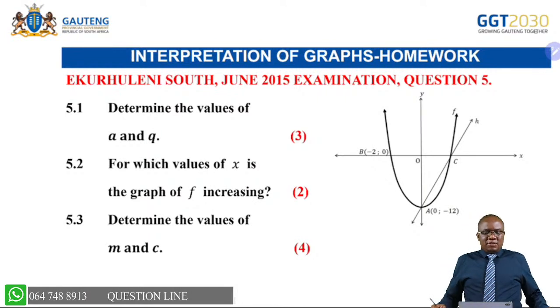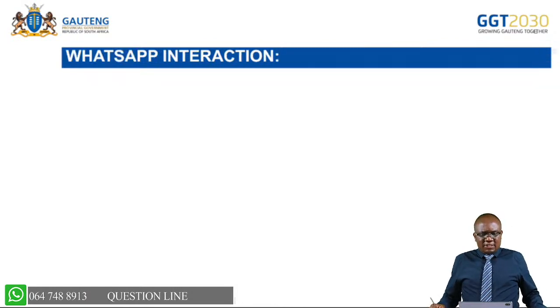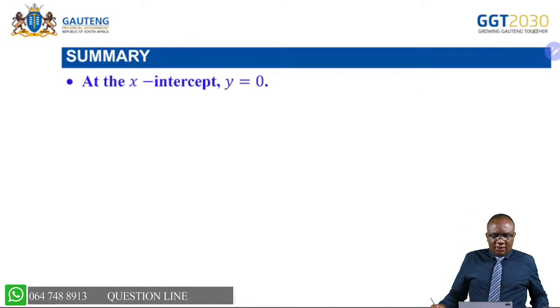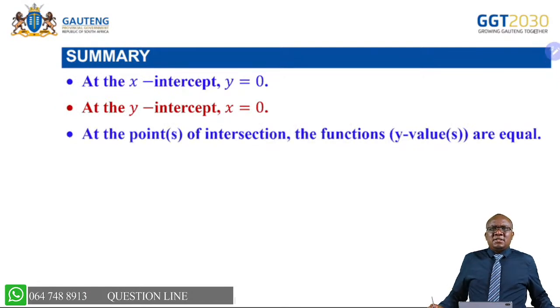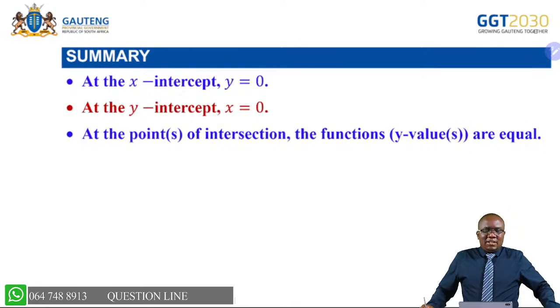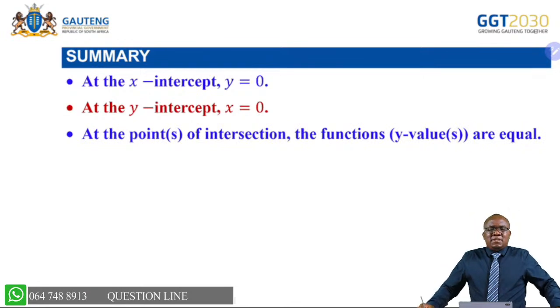Okay, but let's move to the summary. There's nothing much. What did we say? At the x-intercept, y is equal to 0. At the y-intercept, x is equal to 0. And at the point of intersection, the two functions are equal. Equate them.